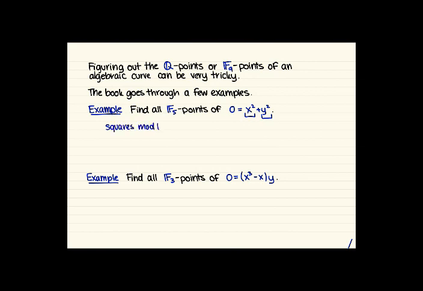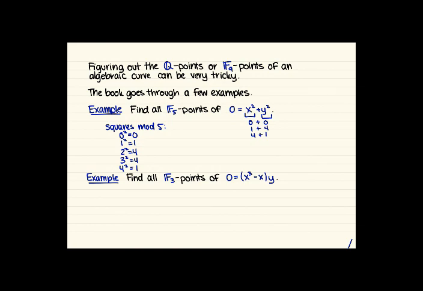mod 5 and see that we get 0 squared equals 0, 1 squared equals 1, 2 squared equals 4, 3 squared equals 9, which is 4, and 4 squared is 16, which is 1. So we see that our possible squares are 0, 1, and 4. And so when we're adding together two squares and getting 0, we could either have 0 plus 0, 1 plus 4, or 4 plus 1.